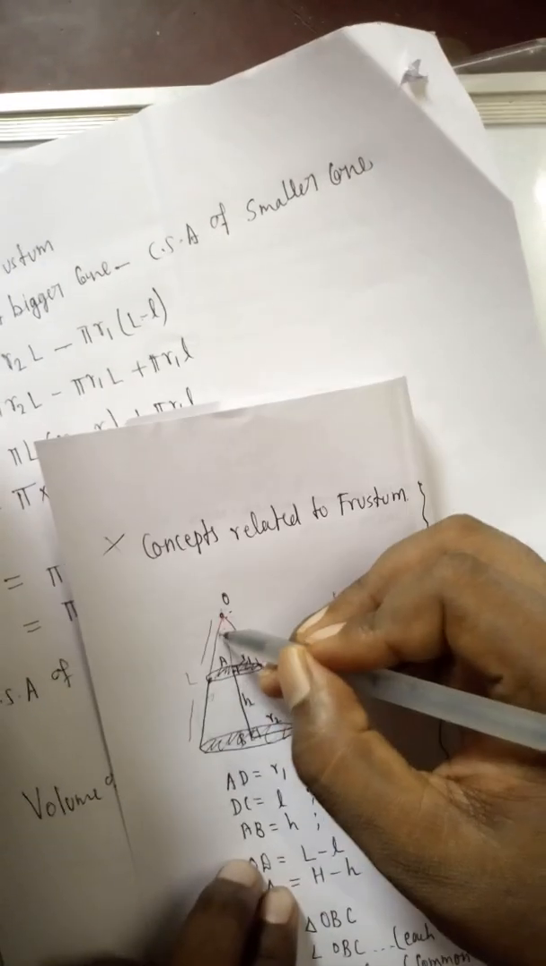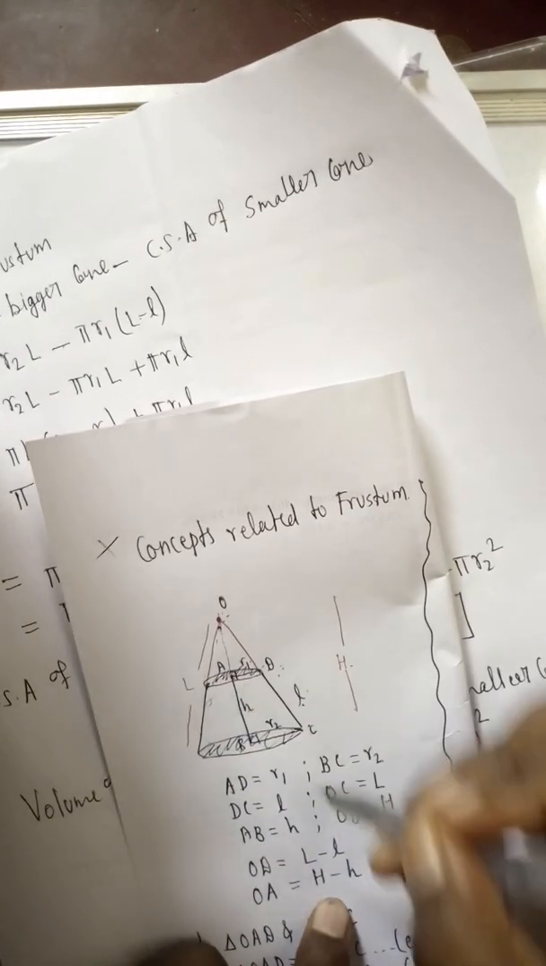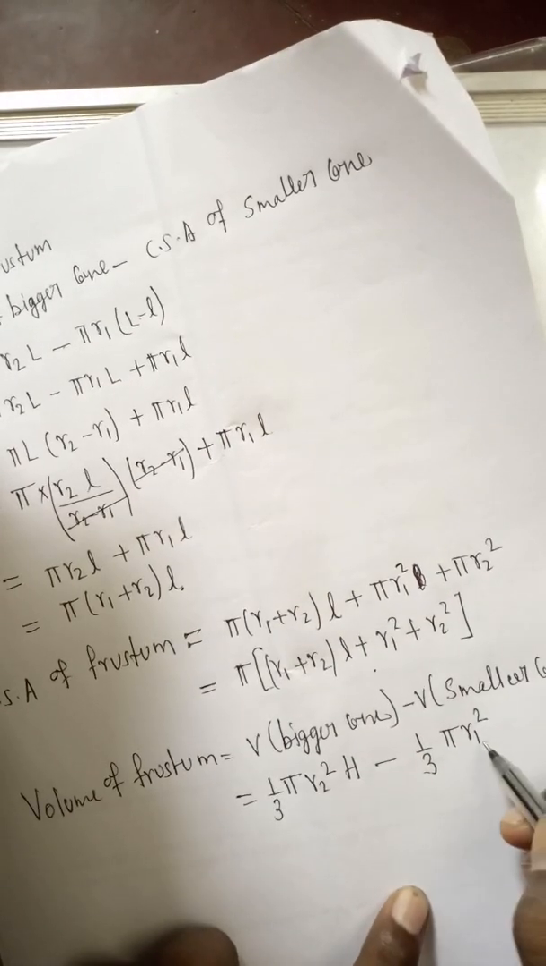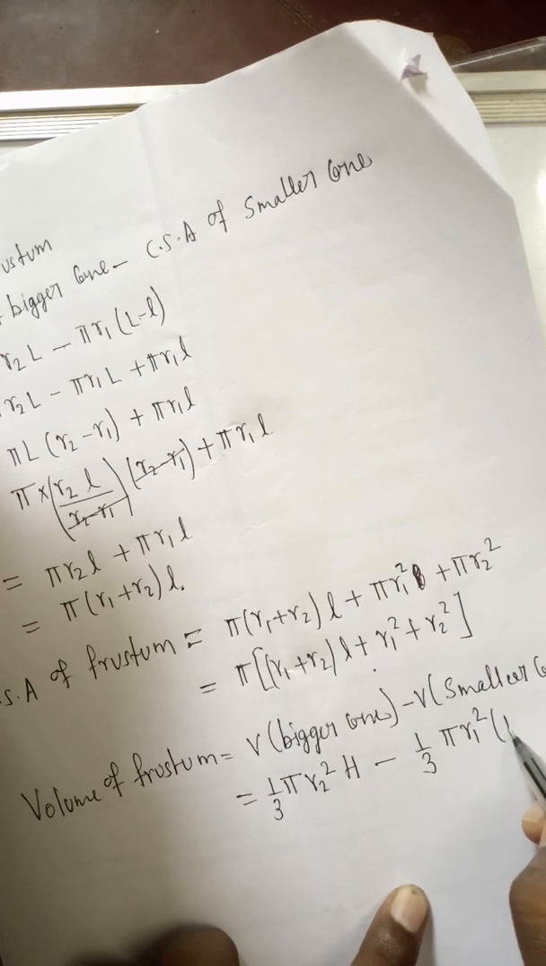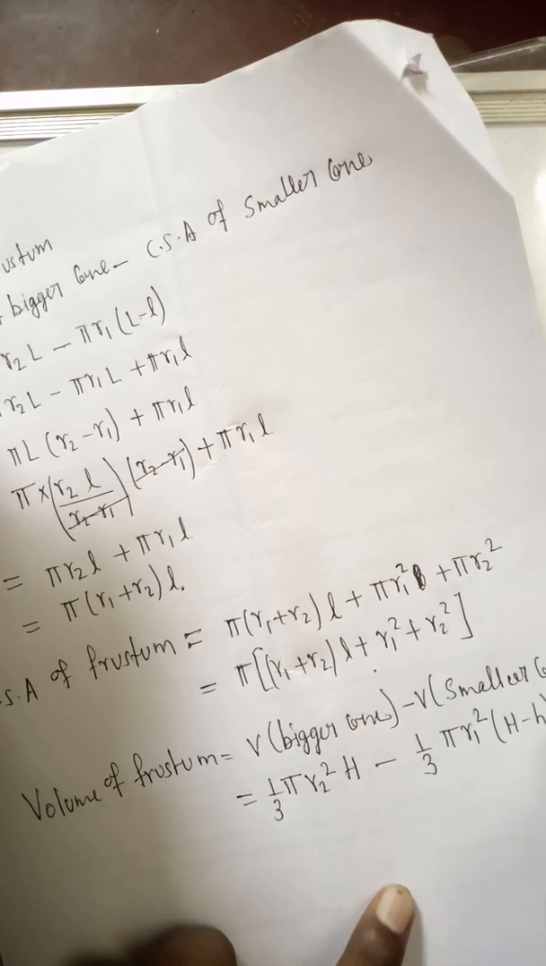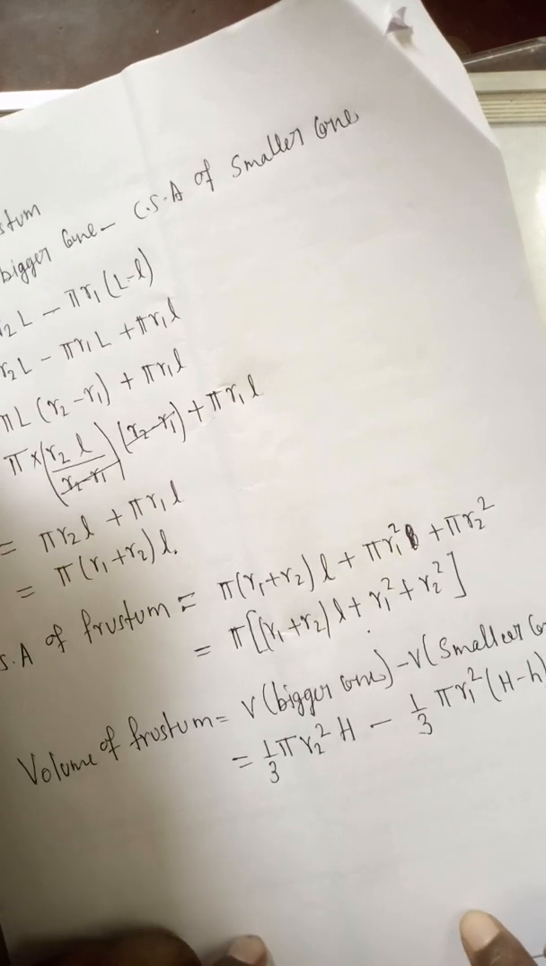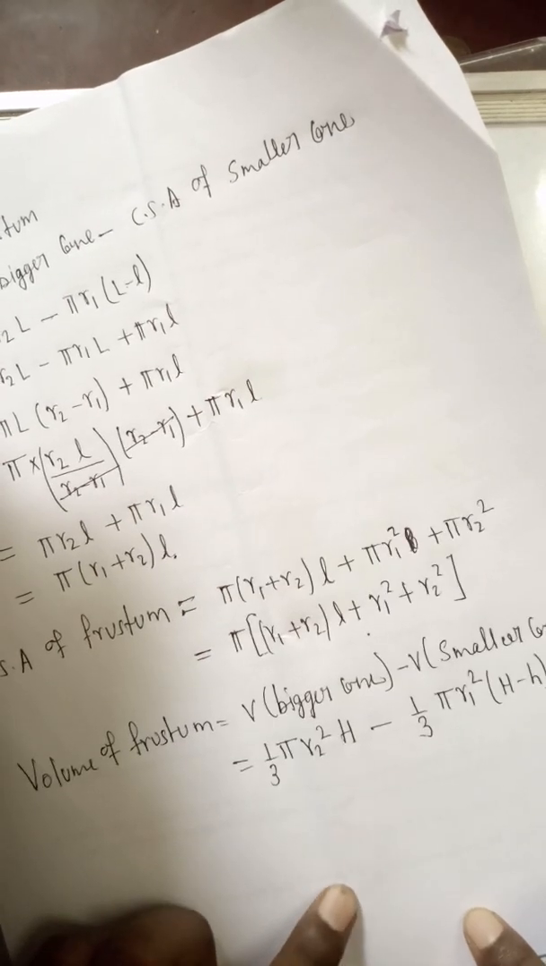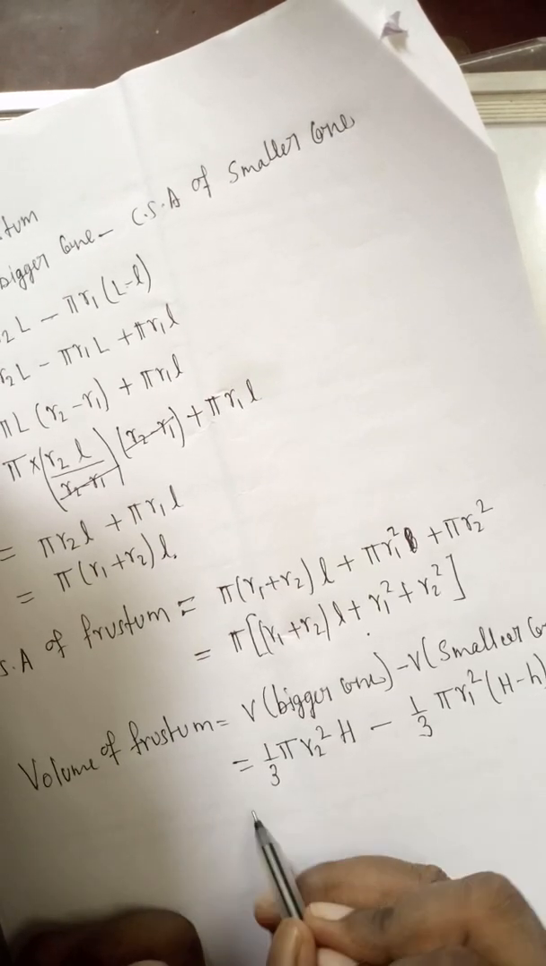And for the smaller cone, let's understand. For the smaller cone, the height is OA. OA means capital H minus small h, so this can be written as 1 upon 3 pi r1 square. Instead of height, what will we write? Capital H minus smaller h. So from this, what can we do? We can just expand this.